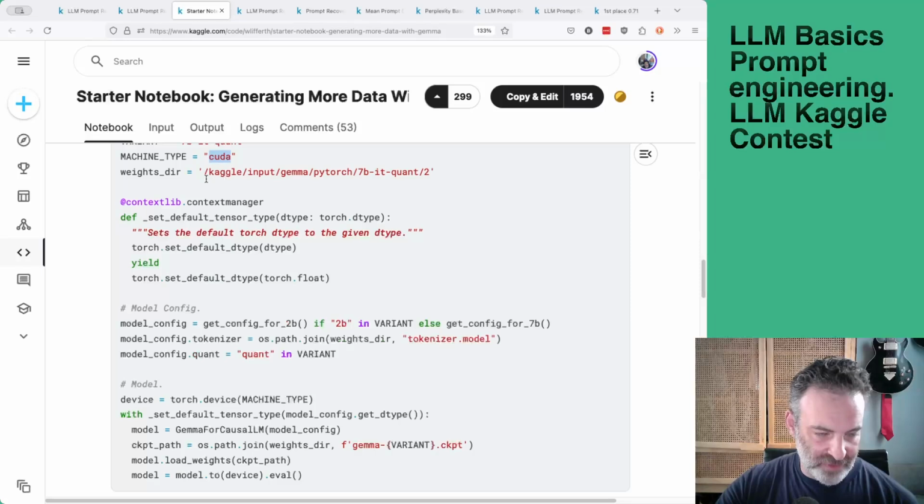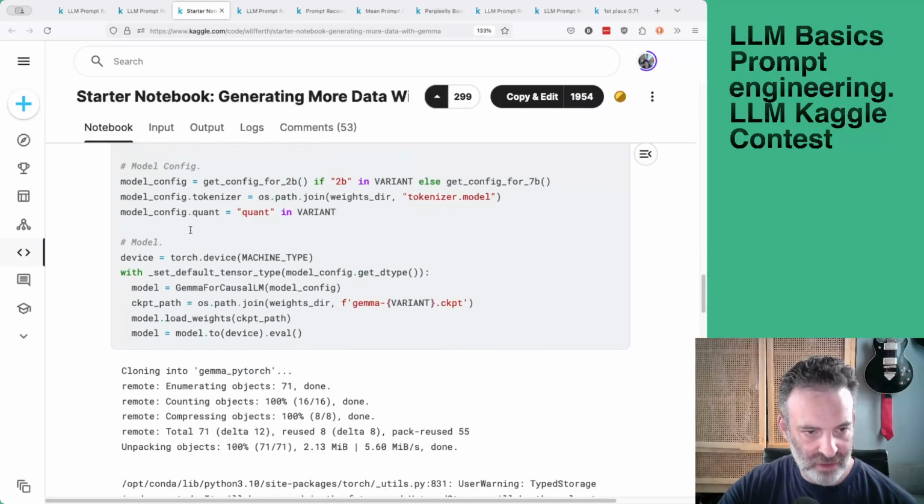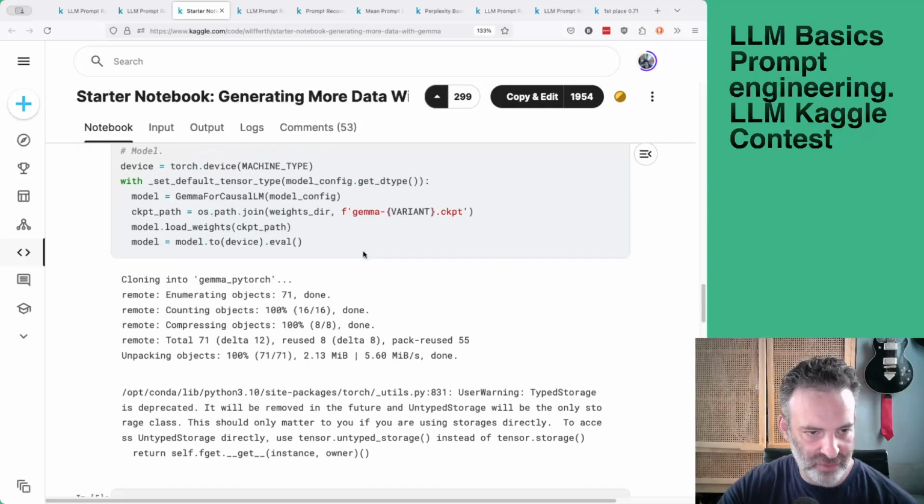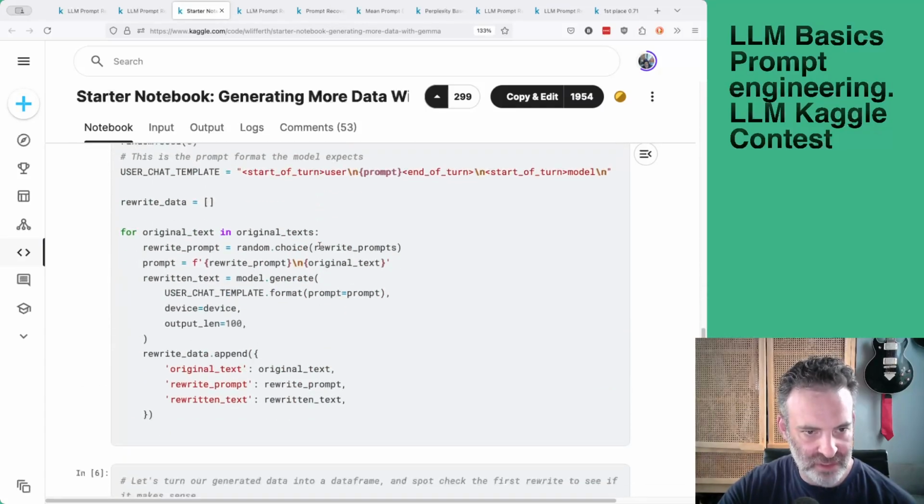Machine type CUDA, right? Because we have a GPU. And then here we can skip down. Basically, we're just loading the model here, right? So we're loading the model with all the weights. Don't really need to worry about this too much. This is the Gemma default code. We're going to look at how to do this with the Hugging Face Transformers library in a minute, which is a little better and likely what you should be doing.